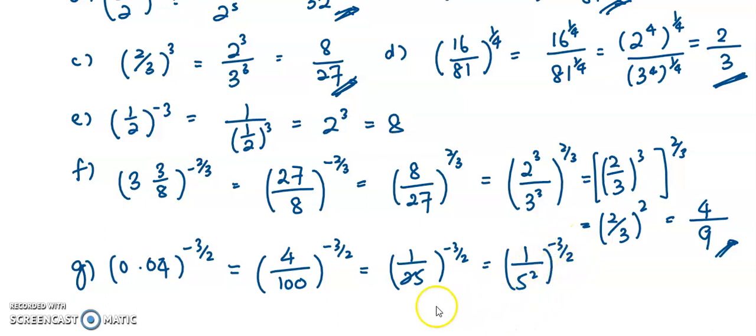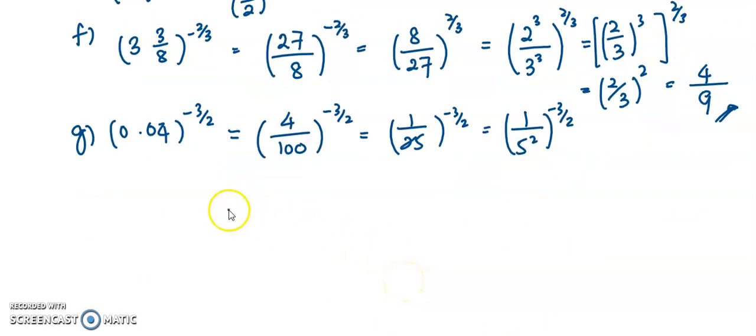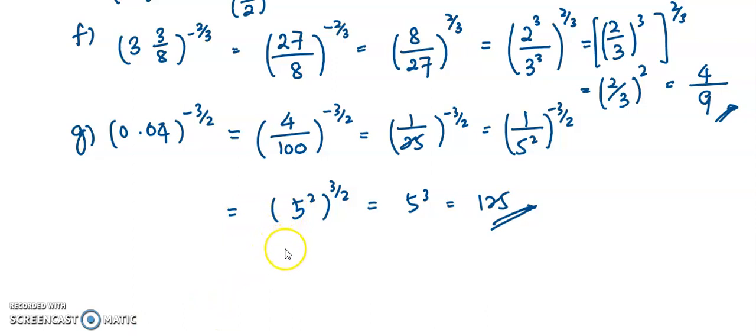Again, for the power of negative here, you can always find the reciprocal, so you will have 5 power of 2 after you find the reciprocal. And this is going to be power of 3 over 2, because the negative you have to deal with by finding the reciprocal of 1 over 5 over 2. Then simplifying through 2 and 3 over 2, you have 5 power of 3, and the final answer is 125.